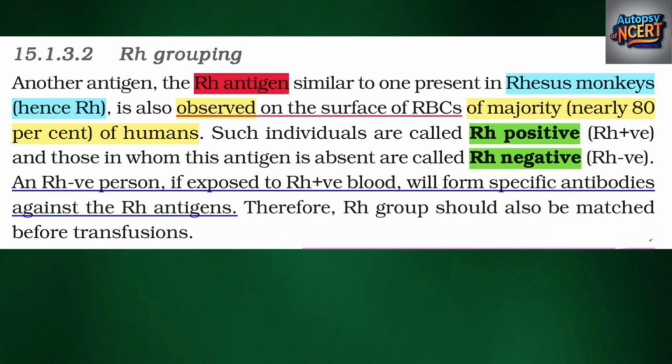15.1.3.2 Rh grouping. Another antigen, the Rh antigen similar to one present in rhesus monkeys, hence Rh, is also observed on the surface of RBCs of majority, nearly 80% of humans. Such individuals are called Rh positive, and those in whom this antigen is absent are called Rh negative. An Rh negative person, if exposed to Rh positive blood, will form specific antibodies against the Rh antigens. Therefore, Rh group should also be matched before transfusions.